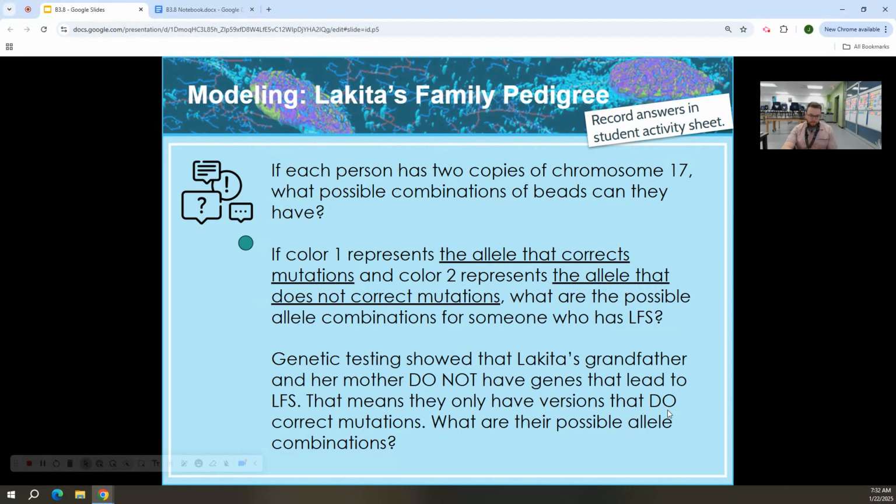All right, so if each person has 2 copies of chromosome 17, which is the chromosome that has the p53 gene on it, what possible combinations of beads can they have? So we're going to make a model using pipe cleaners and beads of chromosome 17. If one color represents the allele that corrects mutations and color 2 represents the allele that does not correct mutations, what are the possible allele combinations for someone who has LFS, which is Li-Fraumeni syndrome, but we're just going to call it LFS moving forward.